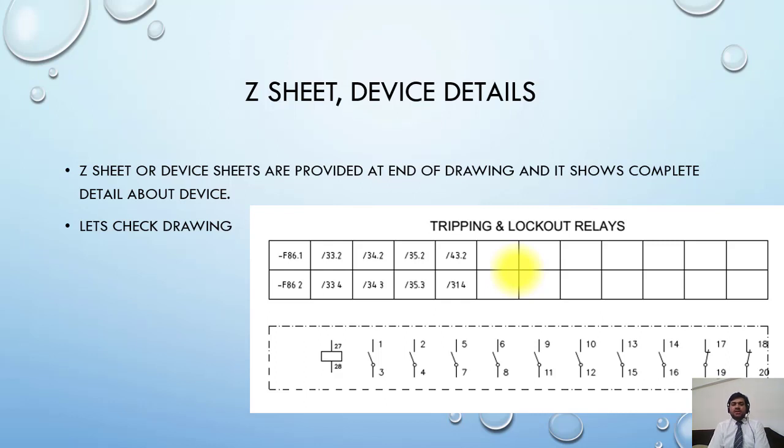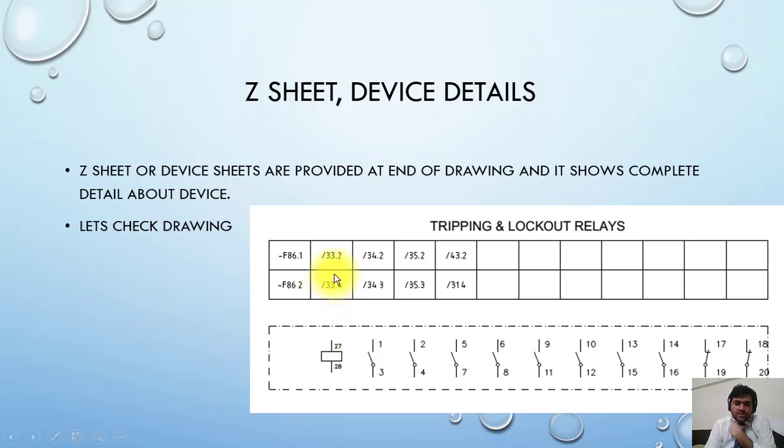For example, this is F86, which is the code for a lockout relay, as I know, because that's the advantage of knowing the codes straight away. You know what this relay is, so this is a tripping lockout relay. Now this relay coil will be energized at F86.1.